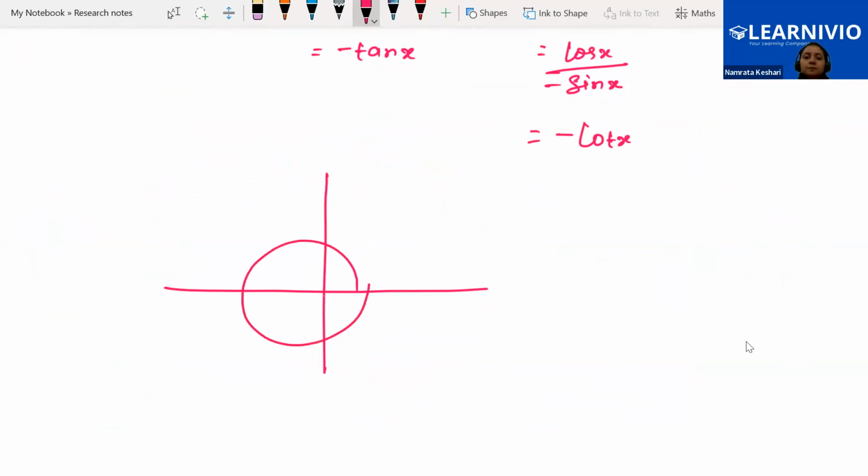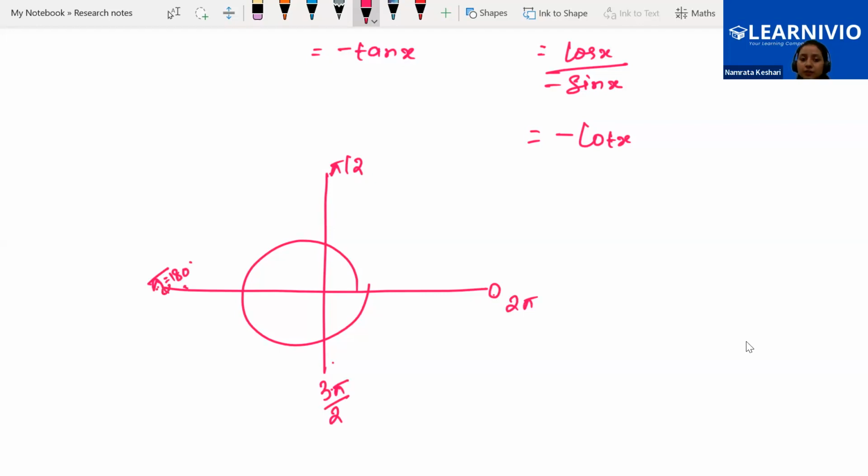total is 360 degree. Total is 2 pi. Okay. So from here to here it is 0 to pi by 2. From here to here it is pi by 2 to pi. Pi means 180 degree. Okay. From here to here it is pi to 3 pi by 2. And from here to here it is 3 pi by 2 to 2 pi. Now again I will repeat my question.